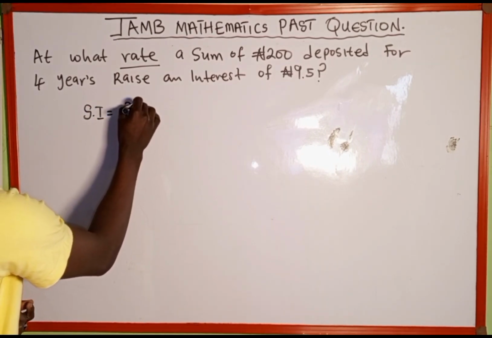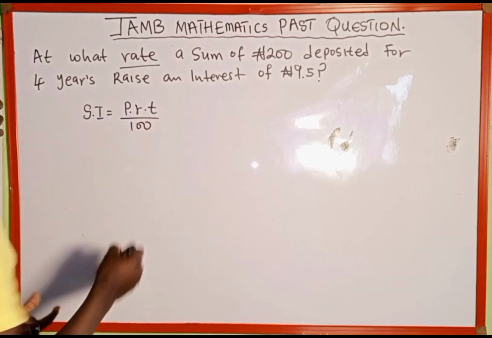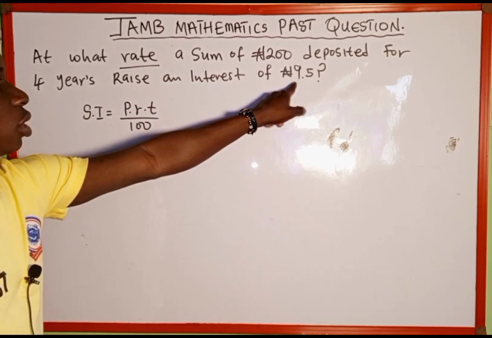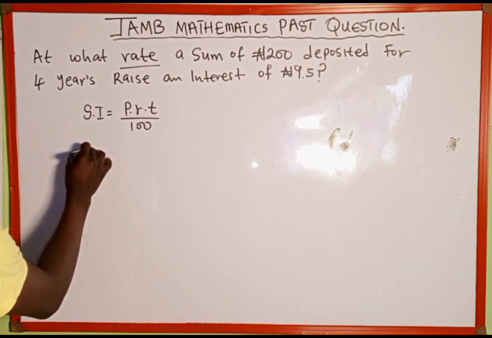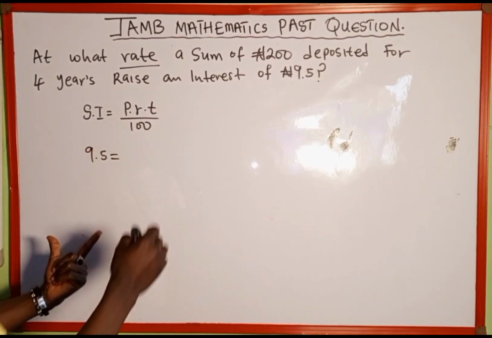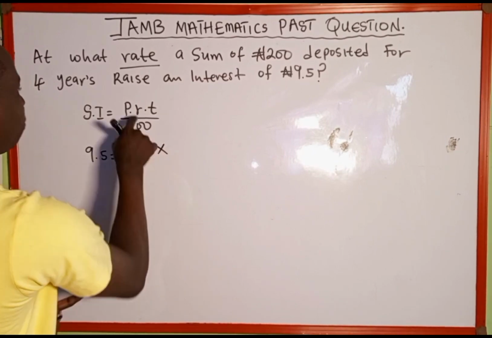Principal multiplied by rate, then multiplied by time all over 100. So from the question, simple interest, the interest is what? 9.5. So 9.5 is equal to the principal, the actual money, which is 200 naira. So this is 200 naira multiplied by the rate.